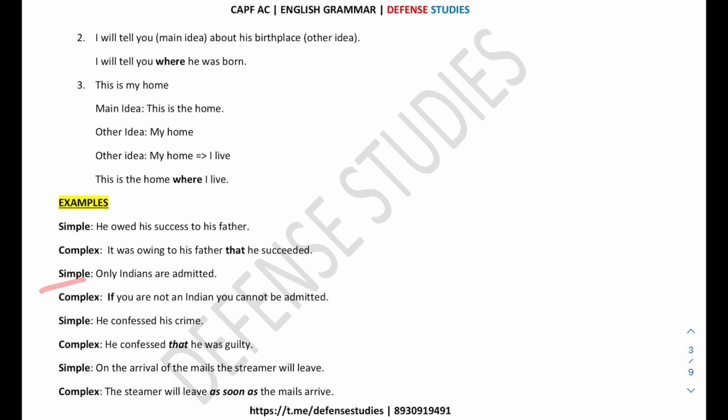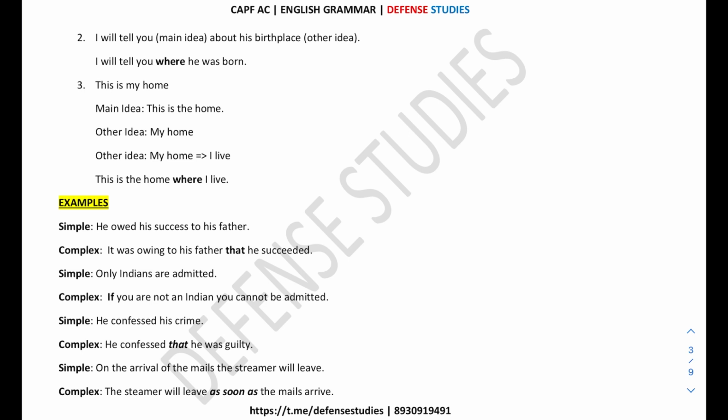Now the simple sentence is: only Indians are admitted. Second is the complex sentence. How did we convert this simple sentence into a complex sentence? We have used the if clause, the if conjunction, and basically put a condition: if you are not an Indian, you cannot be admitted. So in this way you can convert it into a complex sentence.